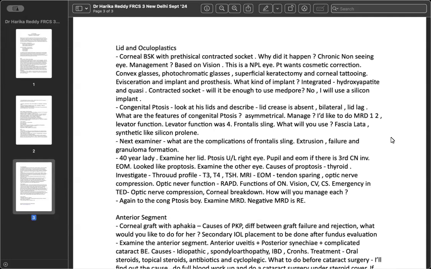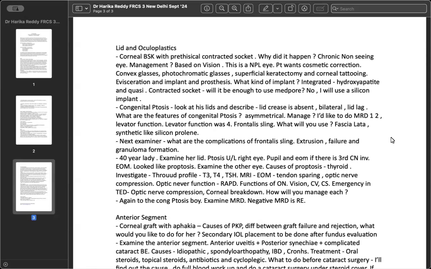Then I asked to check pupils and extraocular movements and see if there's a third nerve involvement. However, when I examined both the eyes, when I checked the extraocular movement, it looked like there was proptosis. So he asked me, okay, examine the other eye. Then there was asymmetry of the proptosis. He asked me, okay, what are the causes? I told him, given the age, the most common cause of proptosis is thyroid.